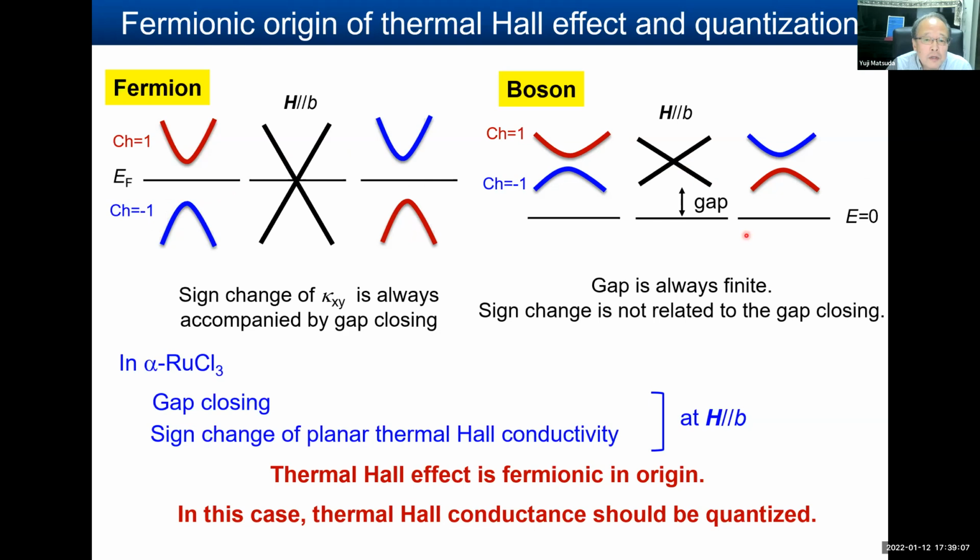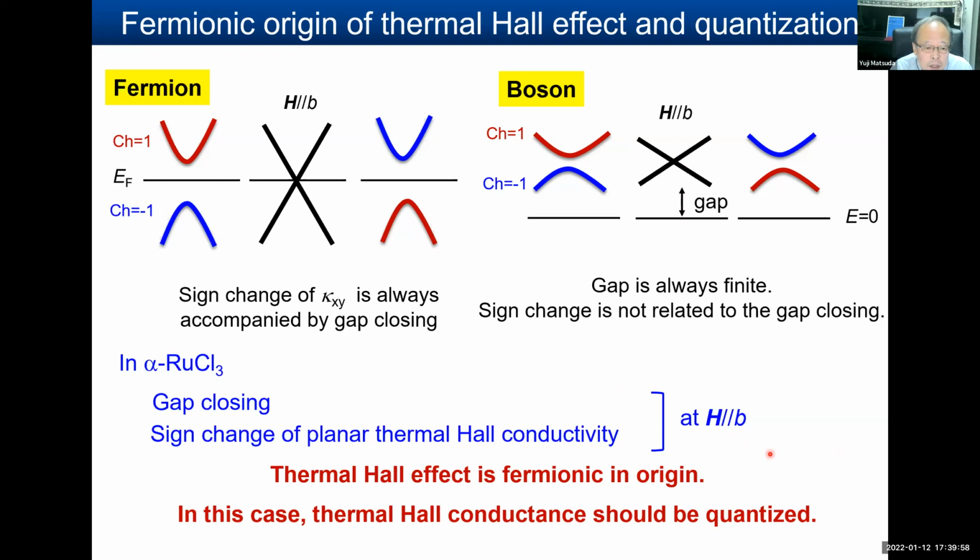But there is a crucial difference between the two cases. In the fermion case, the topological band is always above and below the fermion energies. Then the sign change of kappa xy is always accompanied by the gap closing, as shown by this figure. This is not the case for the bosons. When the switch of the topological band occurs, the gap is always finite. So in other words, the sign change is not related to the gap closing. So in alpha-RuCl3, as I mentioned, gap closing occurs and the sign change of the planar thermal Hall effect occurs at the magnetic field parallel to the B axis.